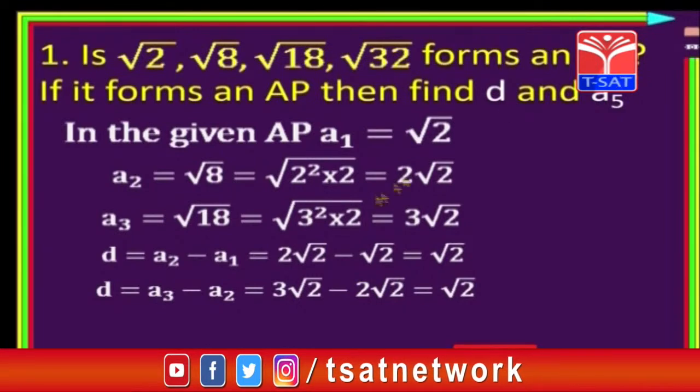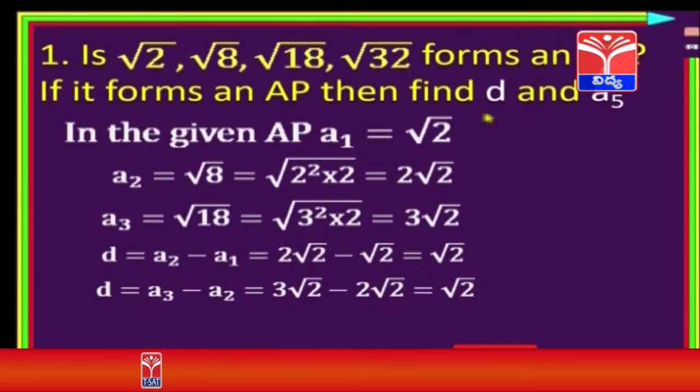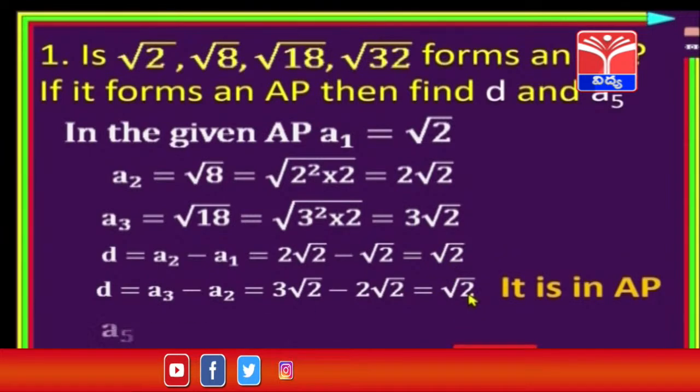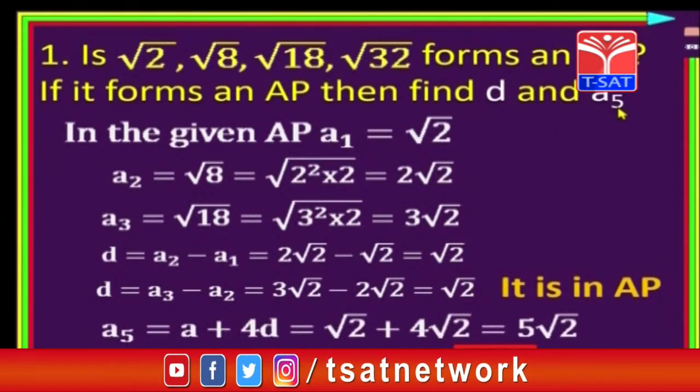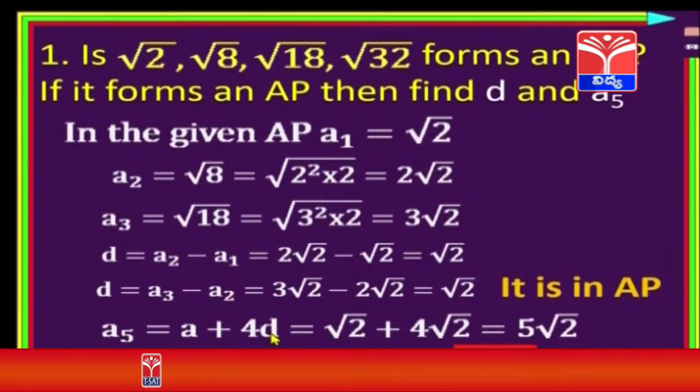The given terms form an AP, and we need to find, what is our question? We need to find D, common difference D, and fifth term. So just now we have seen how to find the common difference. The common difference is root 2, and fifth term. How can we find fifth term? Like this. So fifth term formula, A5 is equal to A plus 4D.